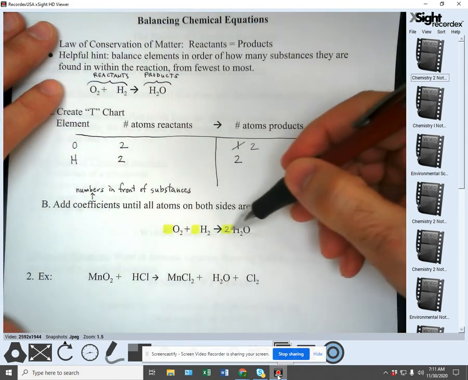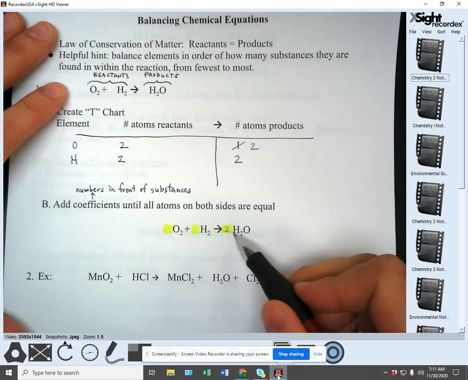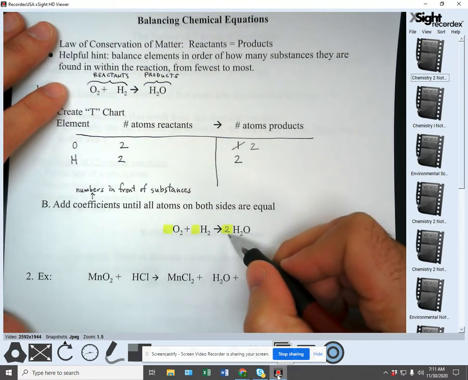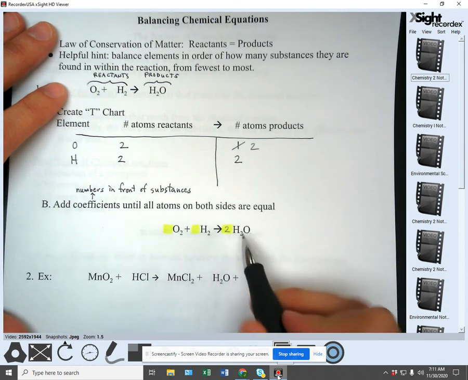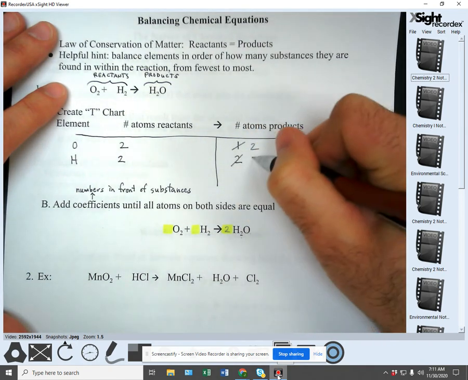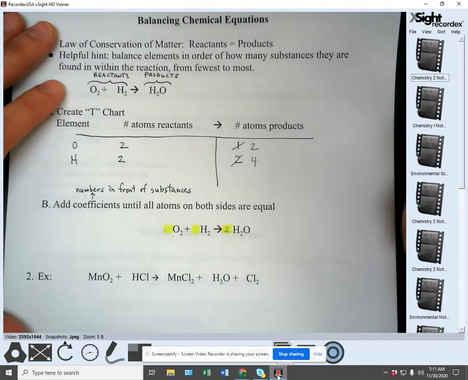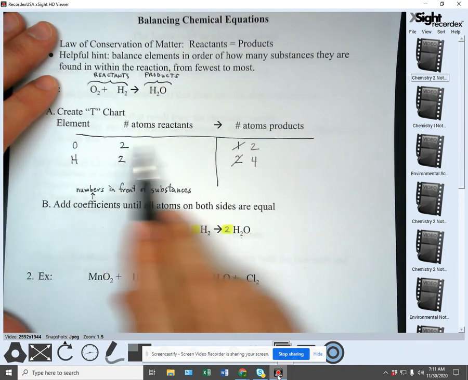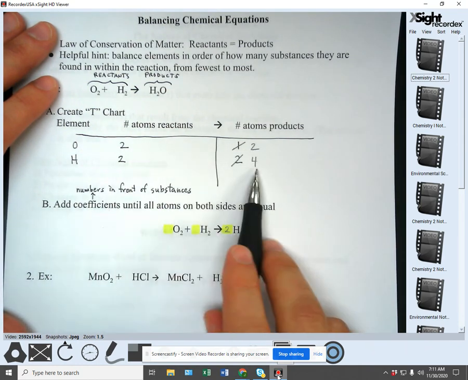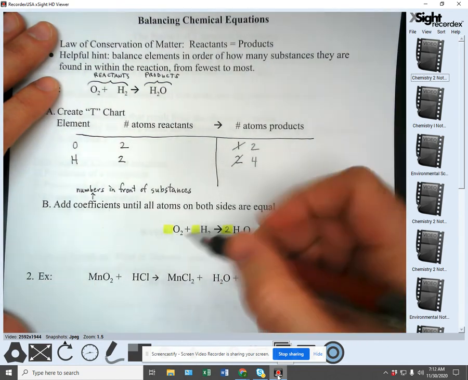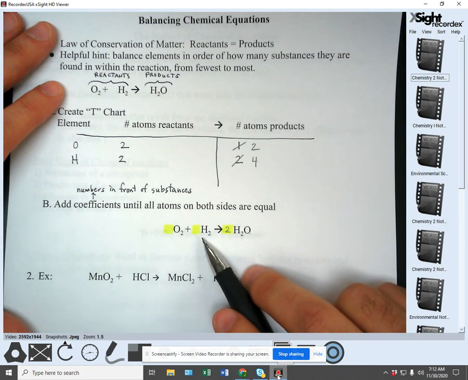Now, whenever you put a coefficient in front of a compound, it affects every element in that compound. It goes to everything. So we have 2 oxygen now. We also have 2 times 2, or 4 hydrogen on the product side. So if we look, our oxygen are now balanced, 2 and 2, but our hydrogen are no longer balanced. They were, but they're not anymore. We've got 2 on the reactant side and 4 on the product side. So I need to get 2 more over here.